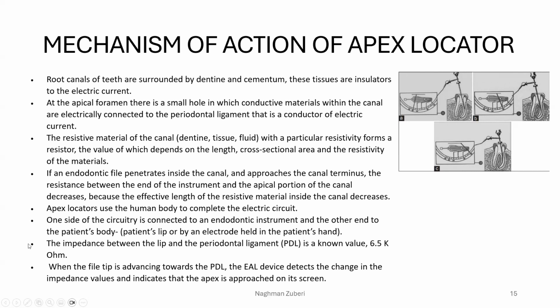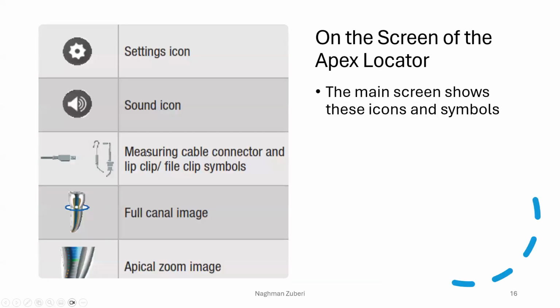So whatever you use. The impedance between the lip and the periodontal ligament is a known value, which is 6.5 kilo ohm. When the file tip is advancing towards the periodontal ligament, the electronic apex locator device detects the change in the impedance values and indicates that the apex is approached on its screen. So here we can see as we are advancing, it will be showing the reading, and once it has reached the apex, it will give the reading. This is just a schematic diagram.